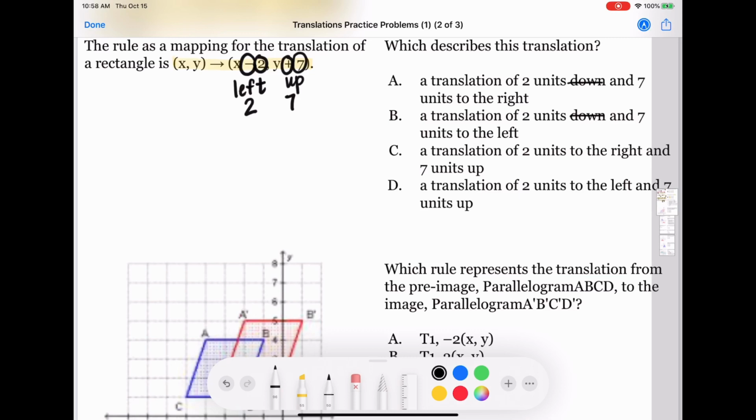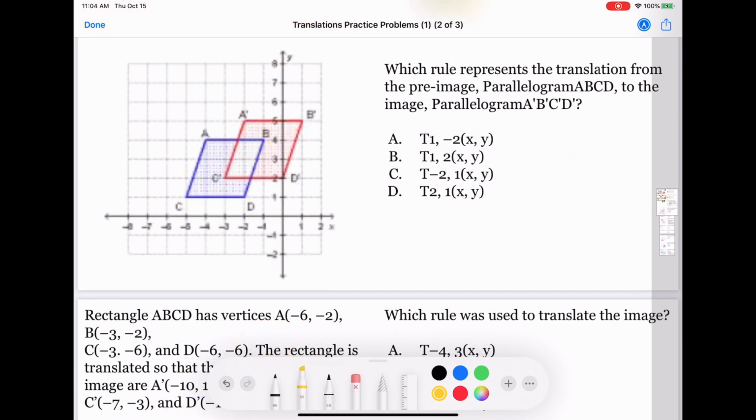A translation of 2 units to the right. Well, once again, we have already identified that we are to move 2 units to the left. Let's look at D. A translation of 2 units to the left and 7 units up. That is exactly what we identified in the mapping rule, so we know that D is our answer choice.